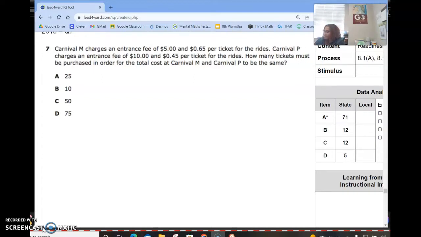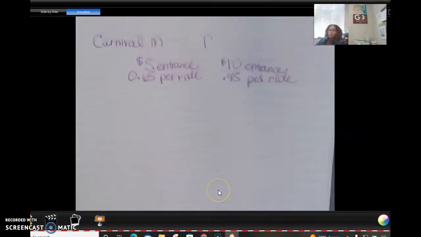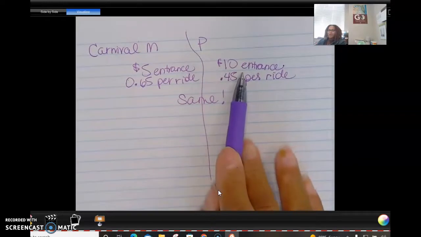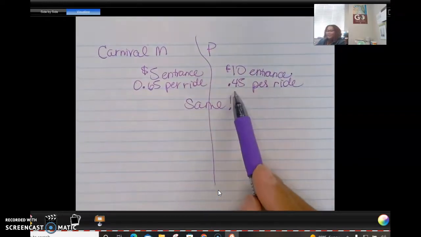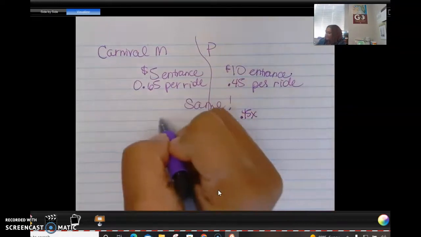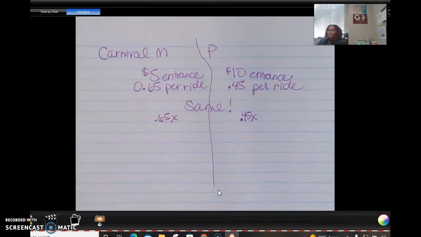All right, so Carnival M and P. M is $5 entrance and 65 cents per ride. Carnival P is $10 entrance and 45 cents per ride. So as I'm showing my work, this is what I'm writing, and I want them to be the same. So Carnival M is over here, Carnival P is over here. If this says per, that's always an X. So this is 0.45X, and this is 0.65X, because that's what the per is.